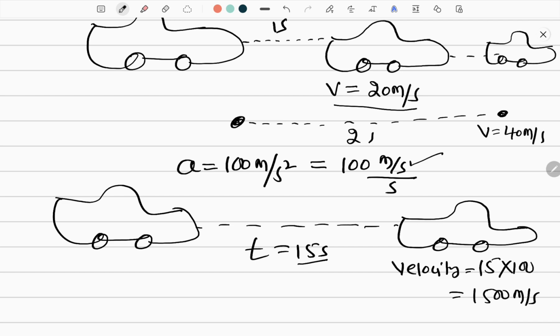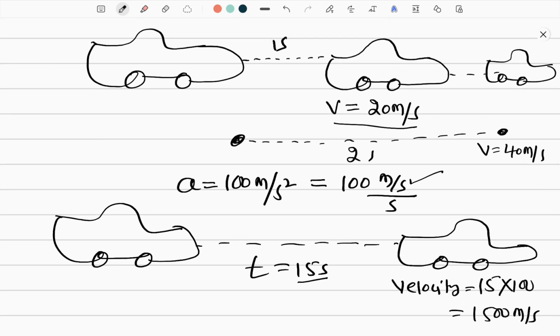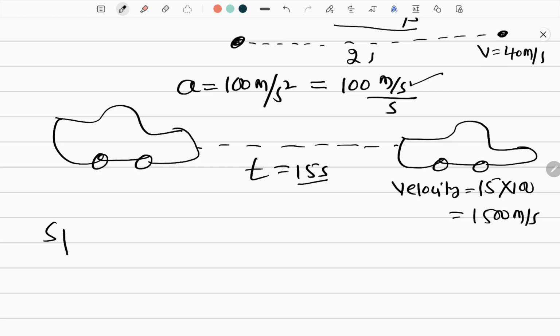All right, this is the real meaning of acceleration. I mean, at what rate is velocity increasing? For example, if we say speed is equal to 8 meter per second, what does it mean?